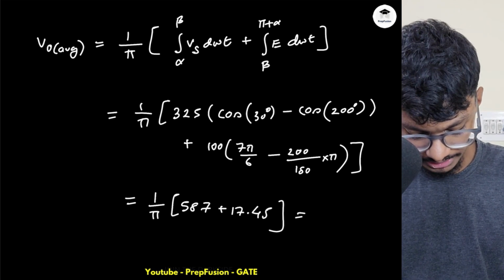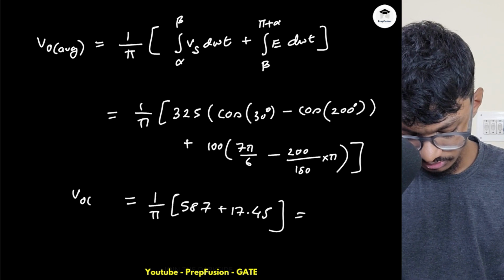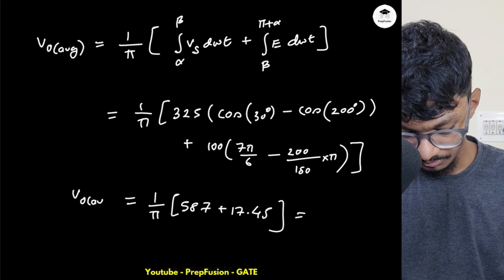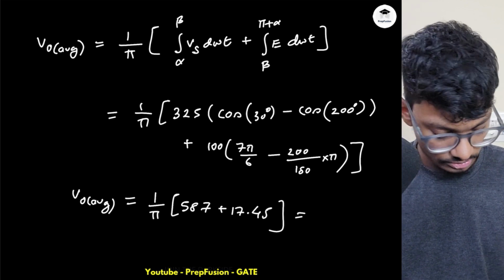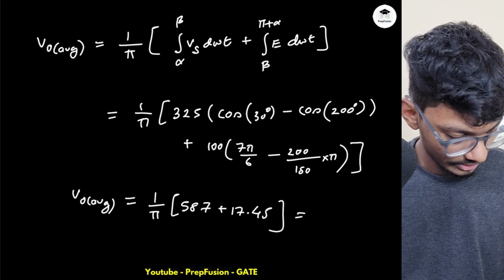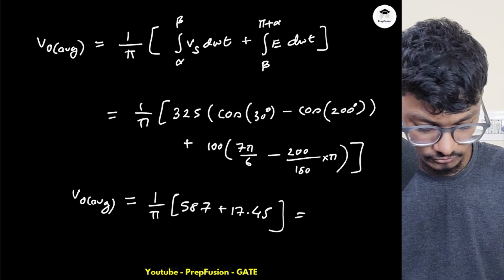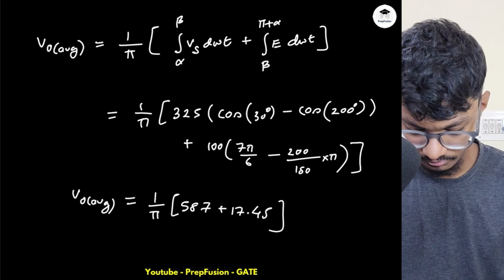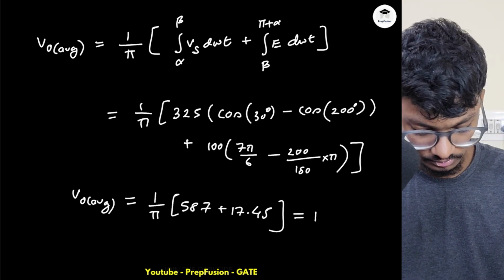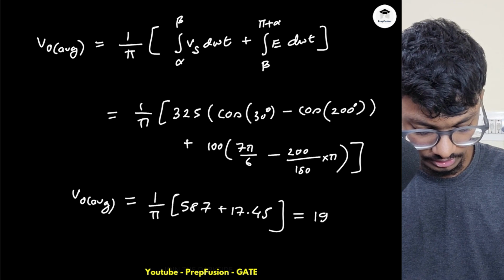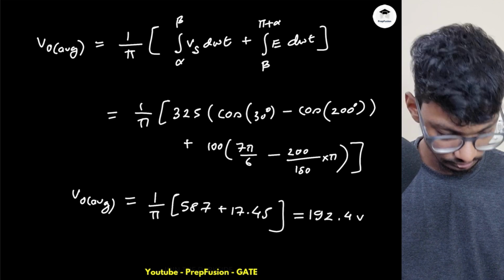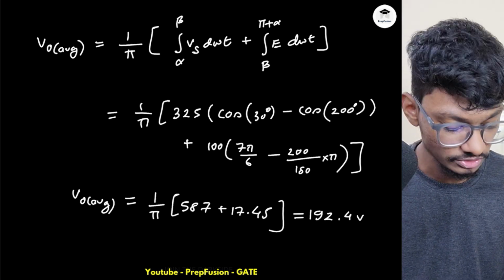And what will be VO average? This I have derived, right? Why will the waveform look like this? You have to watch the previous lecture. So this will be plus 587 divided by pi, which is 192.4 volts. Okay, this will be 192.4 volts. This will be my VO average.